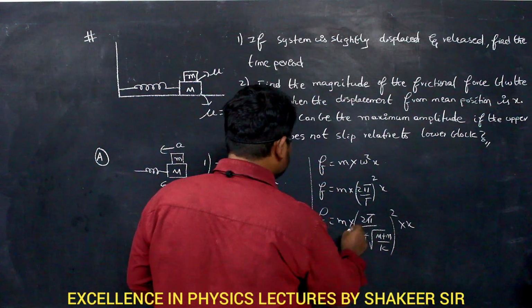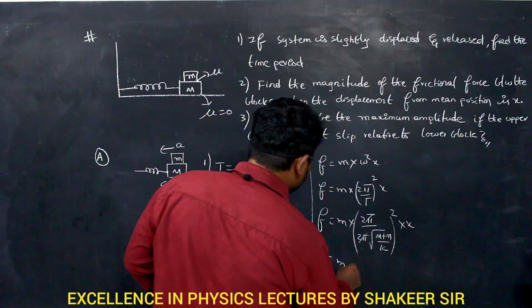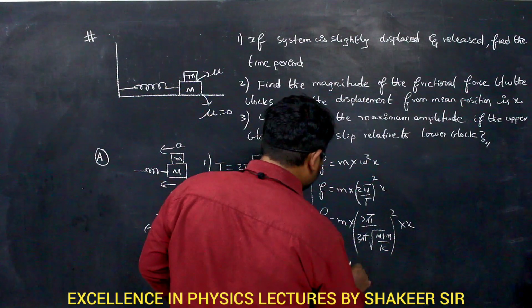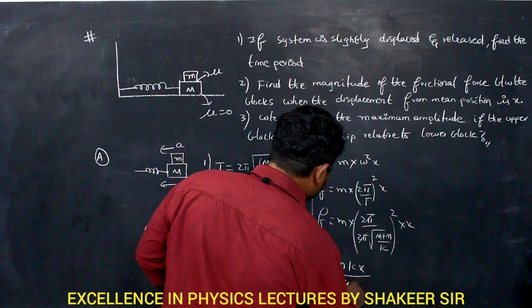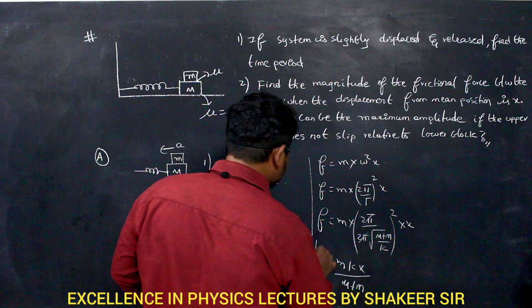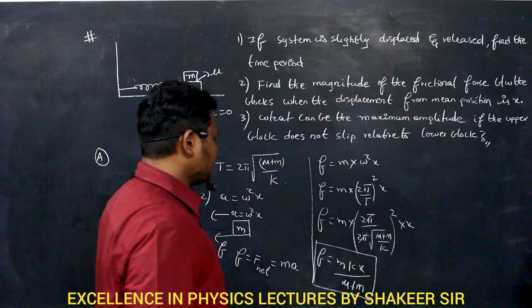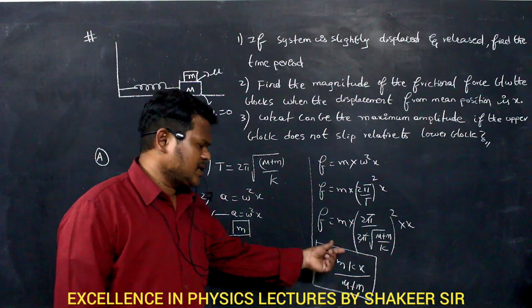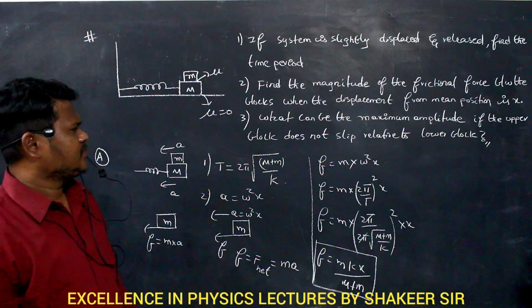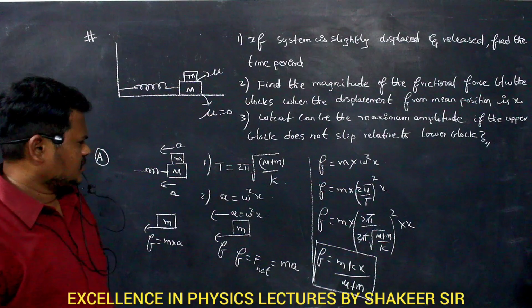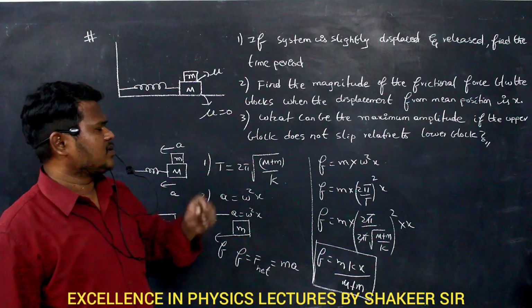So 2 pi gets cancelled. So F is equal to m into, this k goes to the numerator, so mkx divided by (M plus m). So this is the amount of friction which is acting when the displacement is x in these bodies. Clear? Now next question, third question. So this was our second question, third question.